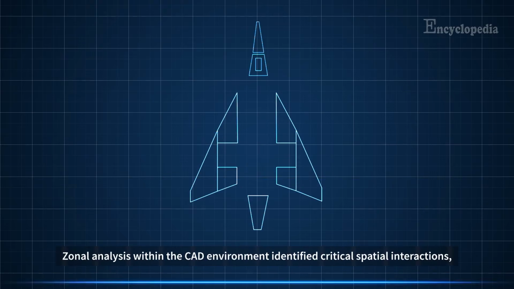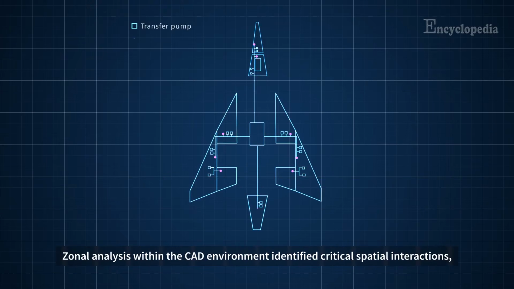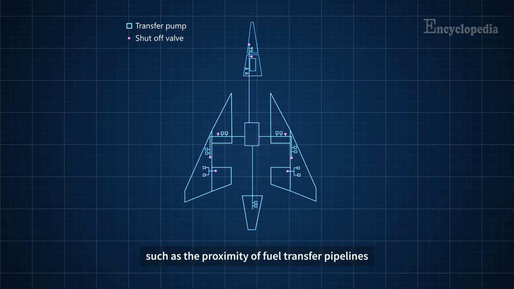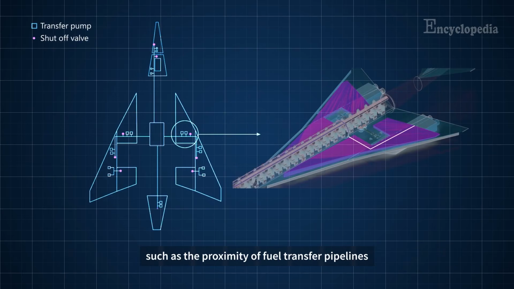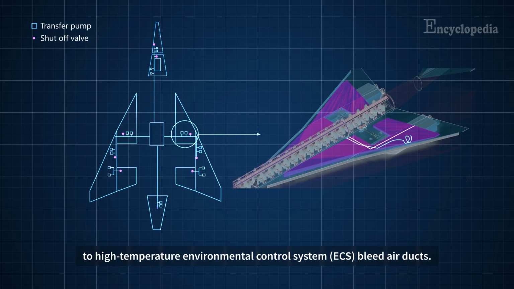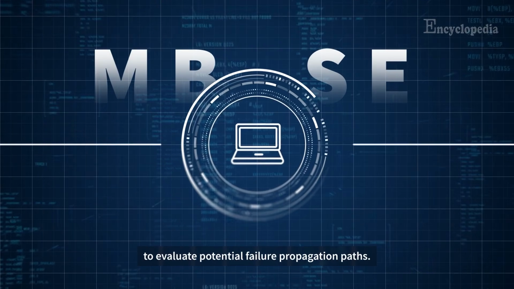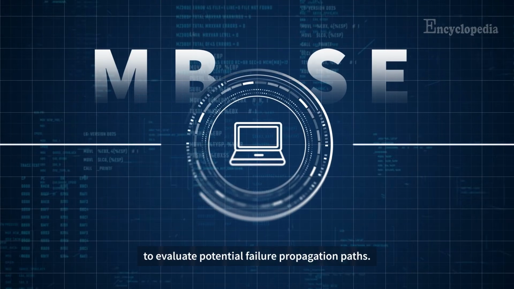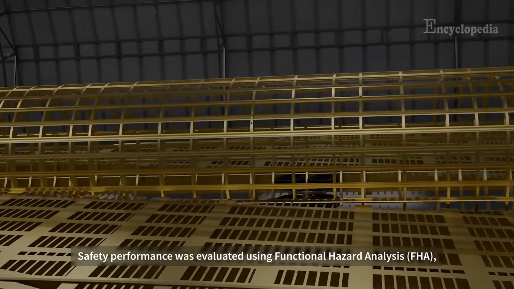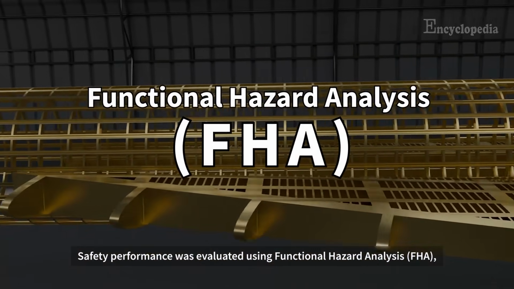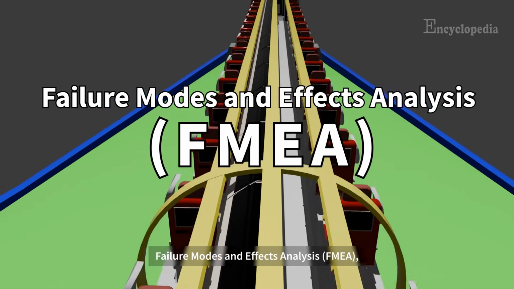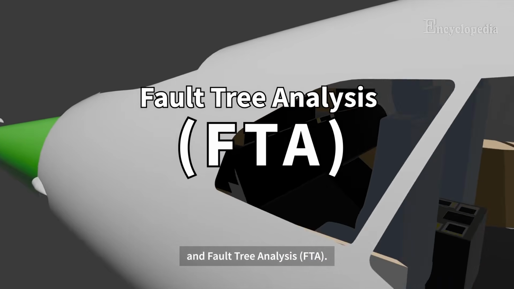Zonal analysis within the CAD environment identified critical spatial interactions, such as the proximity of fuel transfer pipelines to high-temperature environmental control system bleed air ducts. These interactions were then mapped into the MBSE environment to evaluate potential failure propagation paths. Safety performance was evaluated using functional hazard analysis, failure modes and effects analysis, and fault tree analysis.